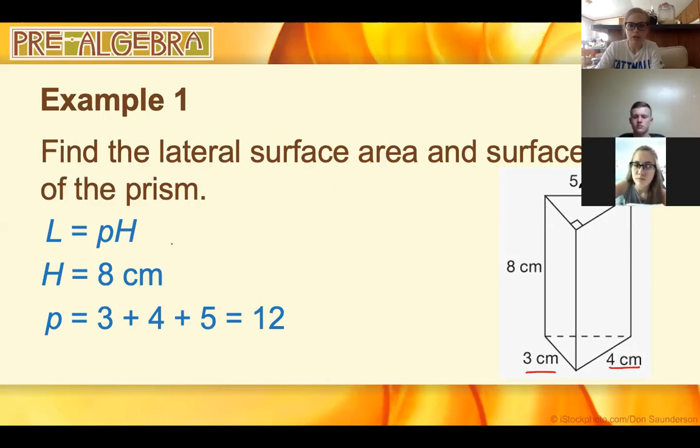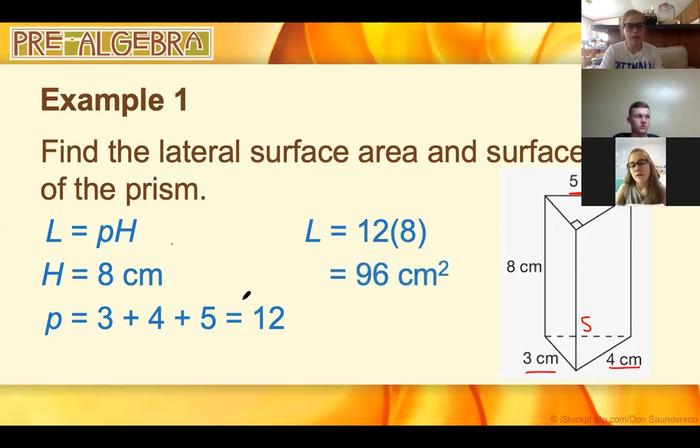This piece right here. Oh, there it is up there. Remember, the bases are congruent. So this piece down here would also be 5. So 3 plus 4 plus 5 is 12. Therefore, the lateral surface area is 12 times 8, which is 96 square centimeters. So we found the lateral surface area.